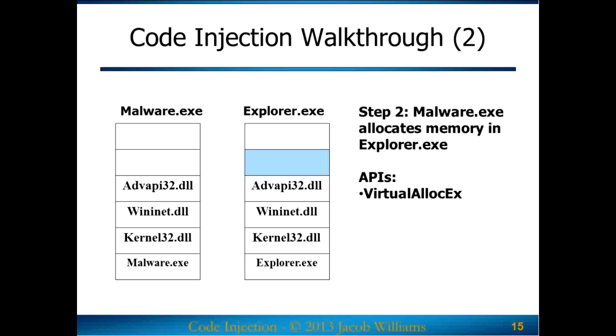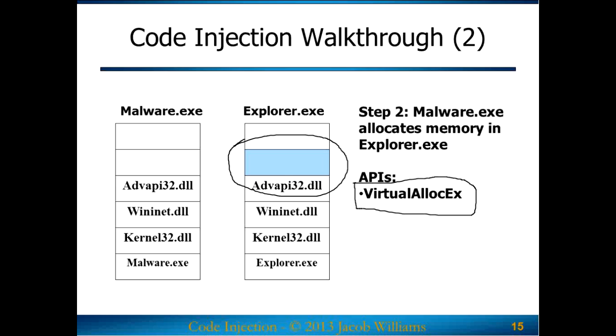Okay, so the next step the attacker is going to use is he's going to allocate memory in explorer.exe. And the API that he's going to use to do this is VirtualAllocEx. So if you notice here, I have a new, basically empty memory space in explorer.exe. So at this point the attacker has allocated some memory, but there hasn't been anything done with this yet at all. So again, look for this VirtualAllocEx.